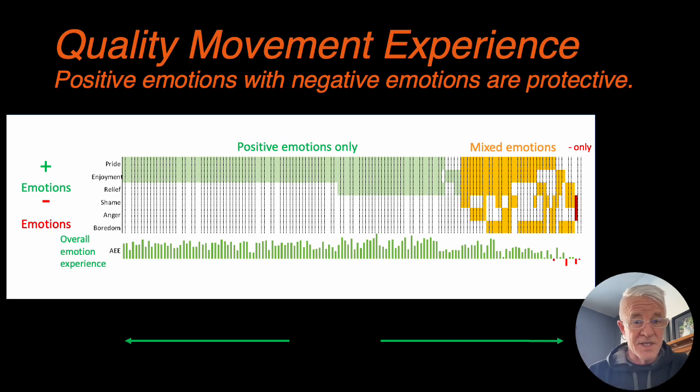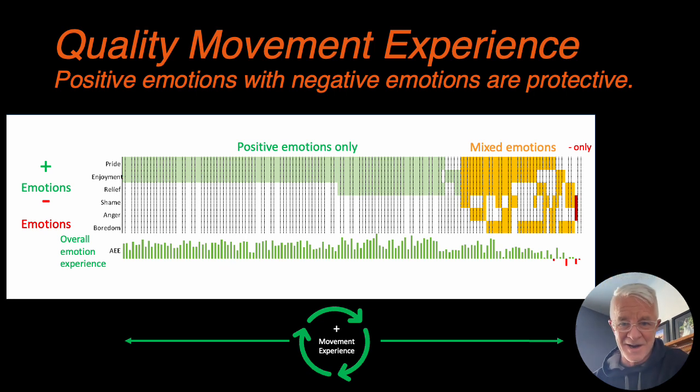But what I want you to see here is that, first off, we've sorted these kids. And most of the kids, about 70% of them, only experienced positive emotions, pride and enjoyment. Yay, that is great. So that's possible. So they would have had a positive movement experience for sure. And you can see on the bottom line, lots of green happening there.